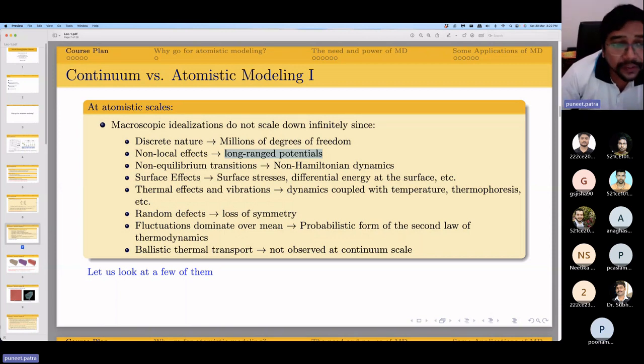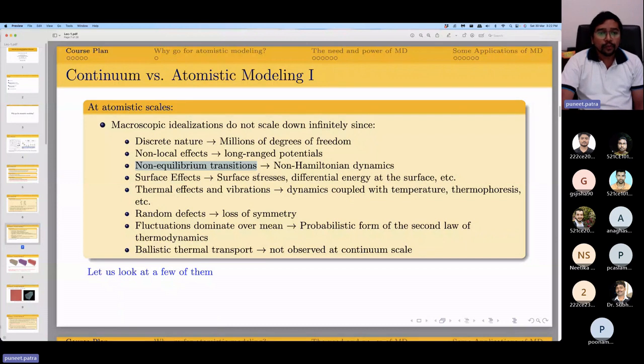The third reason for the difference in continuum and atomistic scale mechanics arises because of what are known as non-equilibrium transitions. So this is a slightly advanced topic, and because of the shortage of time, I will not go into more detail. Perhaps the next one is relatively easier to understand, and that I will stress in more detail in a short while.